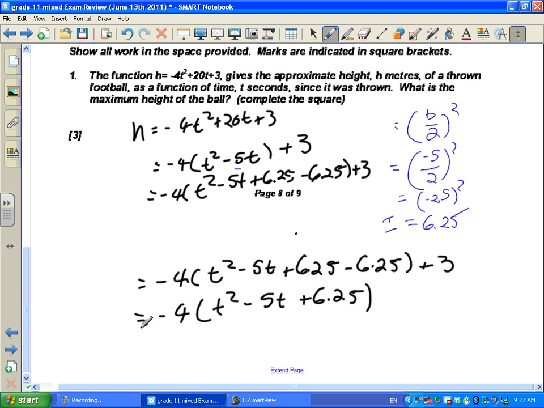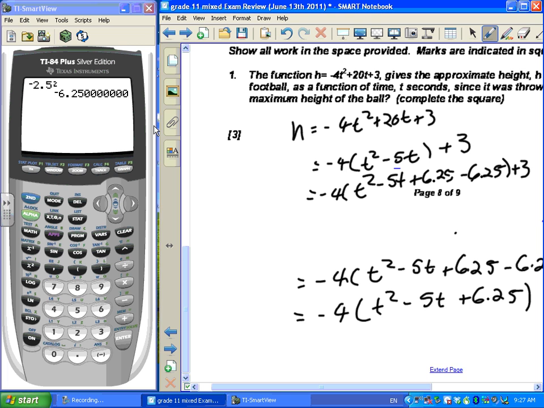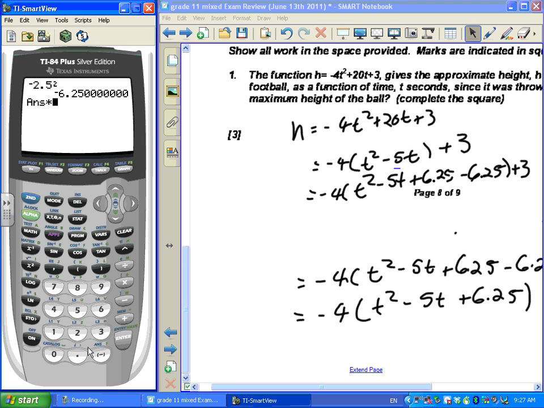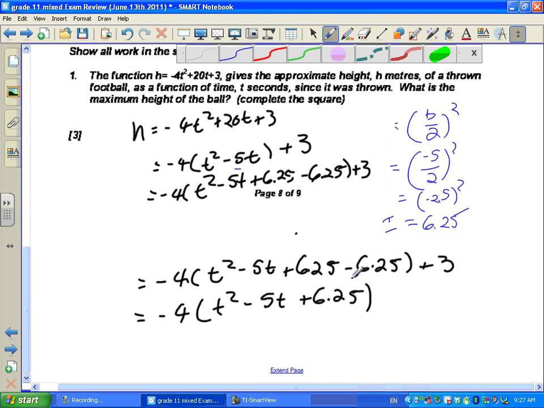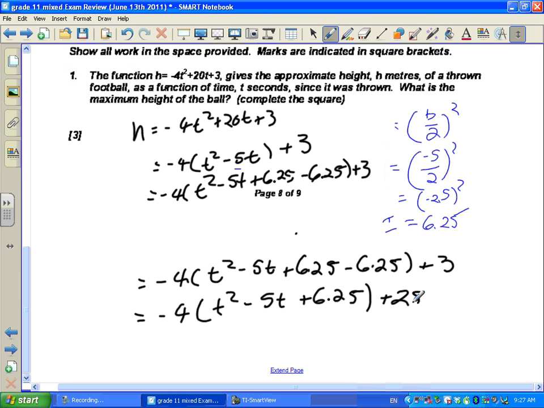And then when we go to move it outside the bracket, multiplied by negative 4. Is it 25? All right, 25, right on the dot. Positive 25 plus 3.